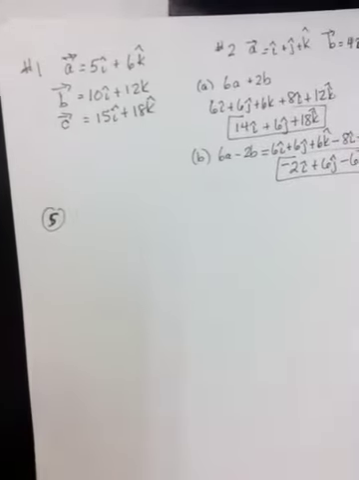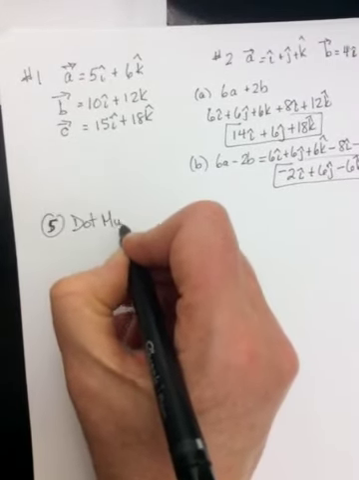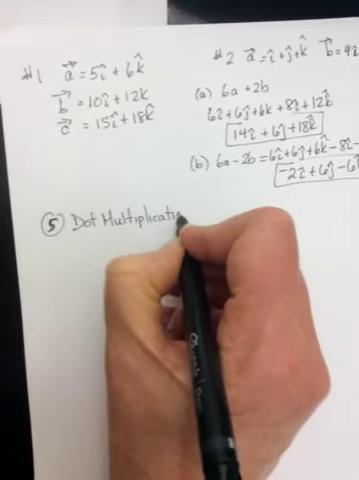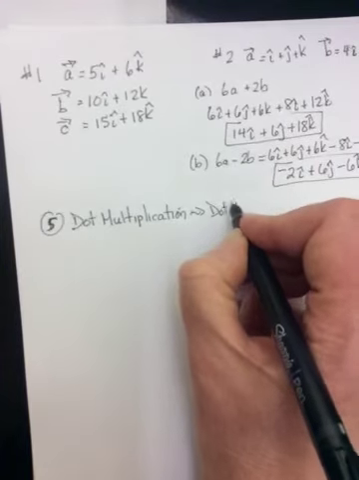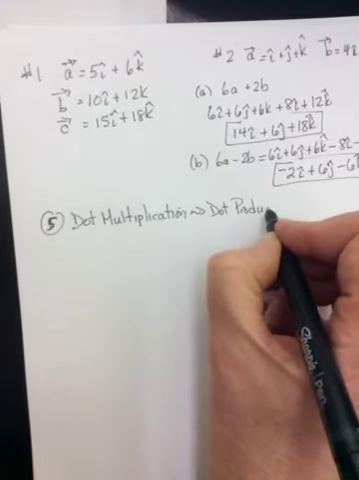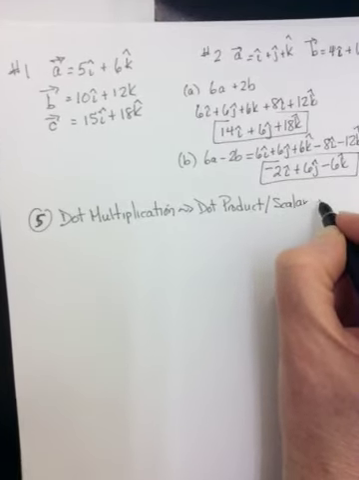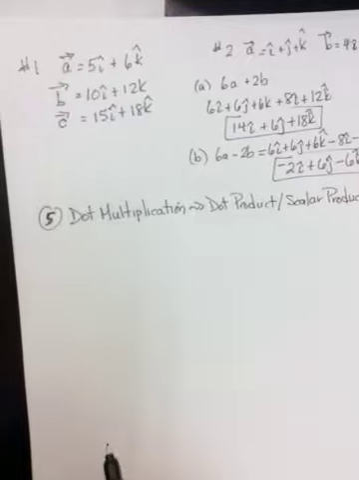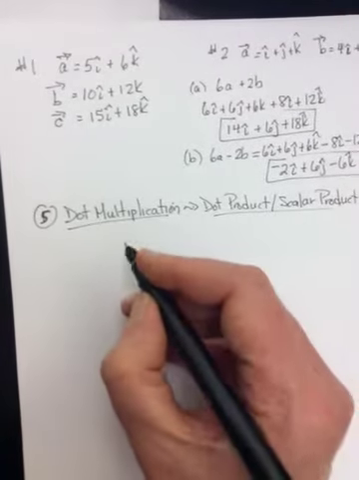The first way is called dot multiplication. And it's often known as the dot product or the scalar product, because the number you get out is a scalar, not a vector. Okay? So it's when you dot multiply 2 vectors together.